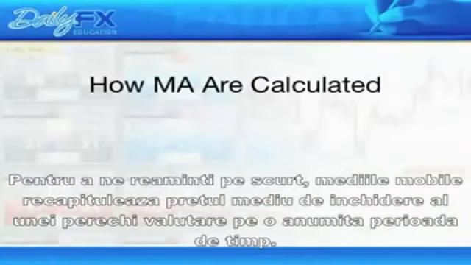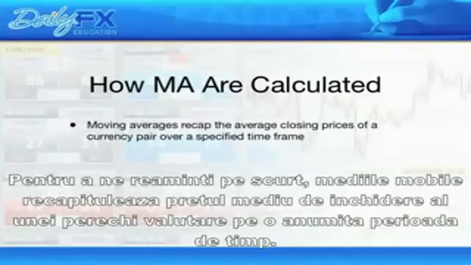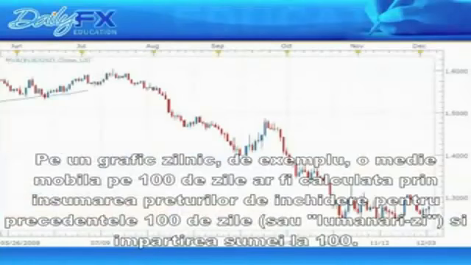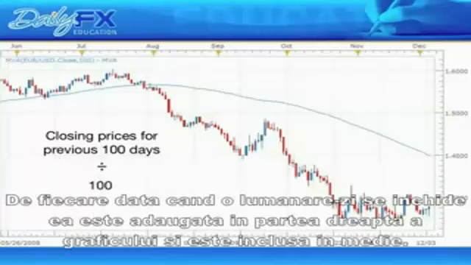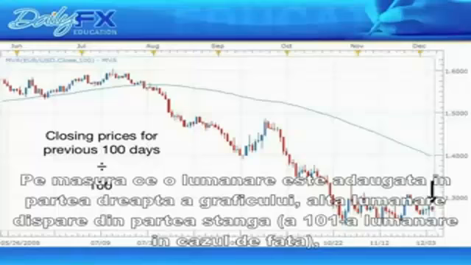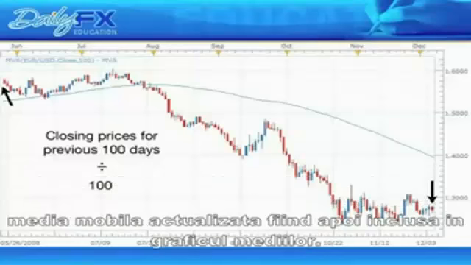To review, moving averages capture the average closing prices of a currency pair over a specified period of time. On a daily chart, for example, a 100-period moving average would be calculated by taking the closing prices for the previous 100 days, or 100 daily candles, adding them up and dividing by 100. Each time a new daily candle closes, it's added on the right side of the chart and is taken into the average. As a candle is added on the right, a candle is dropped from the left side of the chart, the 101st candle in this case, and the updated average is then plotted.